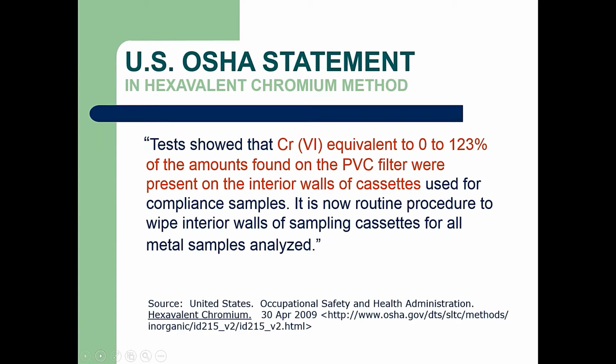In the latest version of the U.S. OSHA method for hexavalent chromium, OSHA points out that more hex chrome can sometimes be found on the side of the cassette than on the filter itself. So given this reality, OSHA issued an instruction that the cassette walls of filter samples must be wiped by the lab prior to analysis. This is to ensure all collected sample is analyzed.